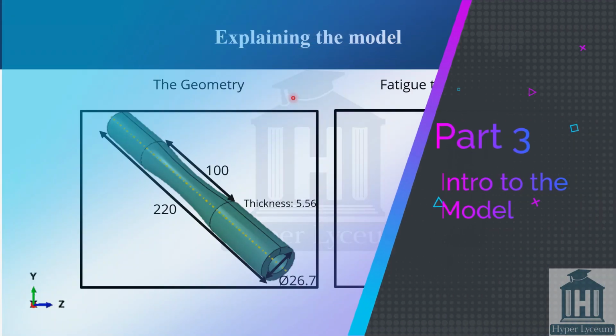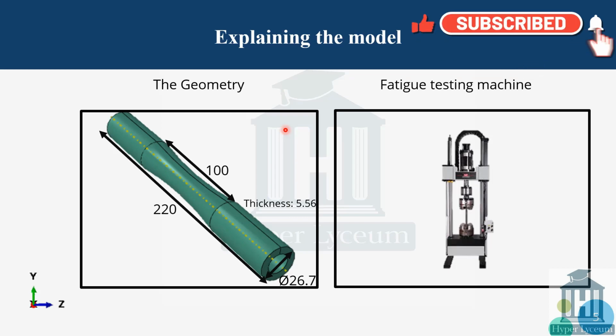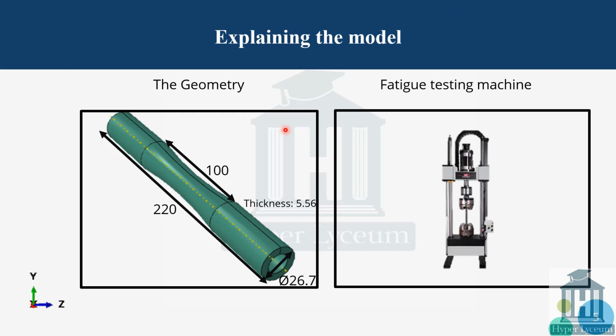Now let's get to the model. You can observe the geometry of our model here. The length, outer diameter, and thickness of the specimen are 220, 26.7, and 5.56 mm respectively. The simulation of this specimen has been already done in Abaqus software, and the fatigue test was conducted by a machine like the one shown in the picture. To simulate the fatigue test using software, first, the initial tensile loading of the specimen must be modeled in Abaqus, and then the loading will be transferred and repeated up to the fracture point in Fe-Safe.